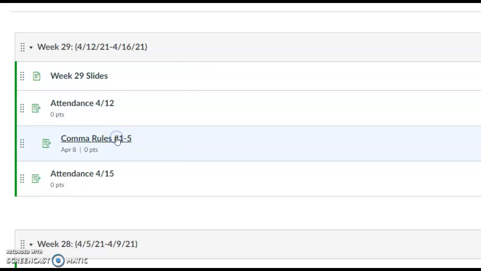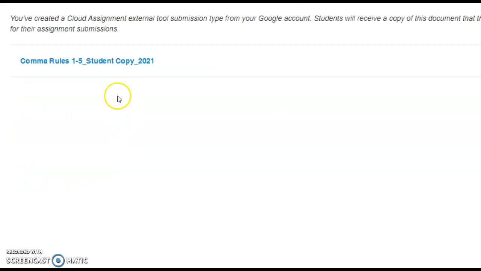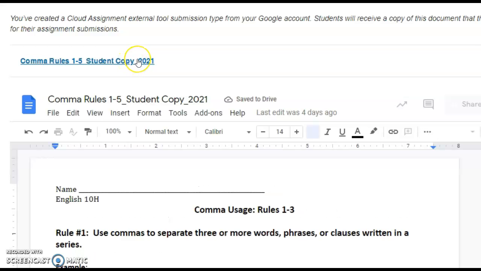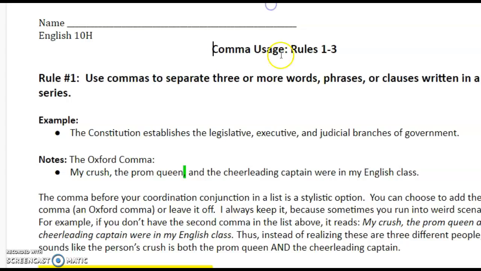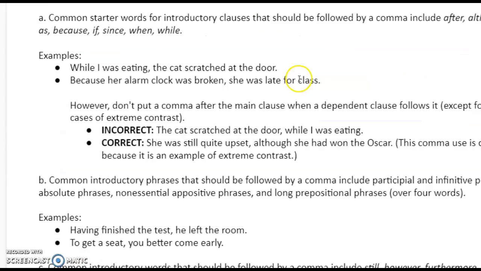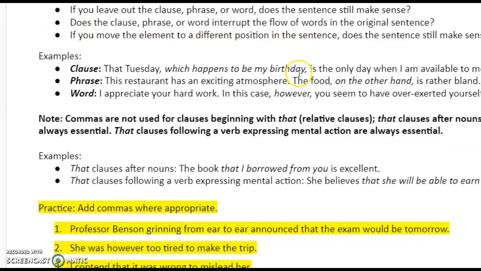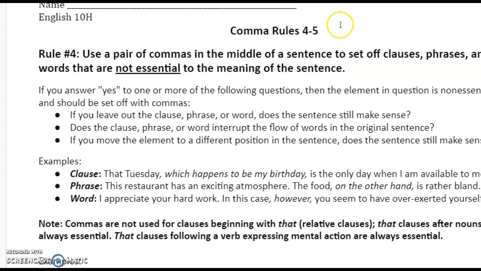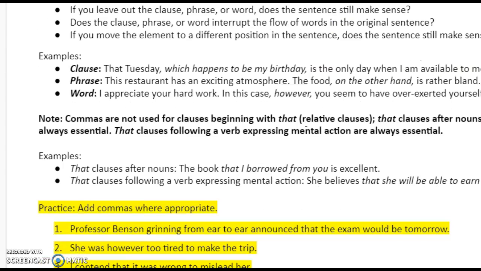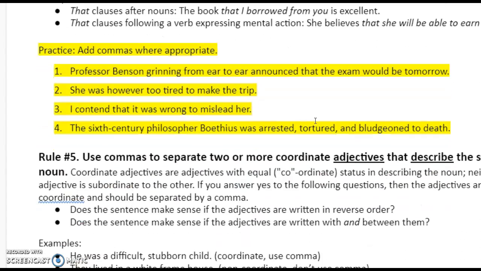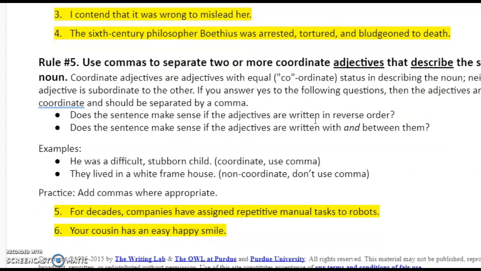So 4AC, you've already started this. You'll open it. You've done the rules for 1 to 3. 2AC, you don't have to go back and do rules 1 to 3. You already did them on the Nearpod, but you're going to pick up doing rules 4 and 5 on this document. So you scroll down to page 3. It gives you the rules. And then you'll do the practice that's highlighted there, about halfway down, and then the practice at the bottom. So 1 to 6 for practice.